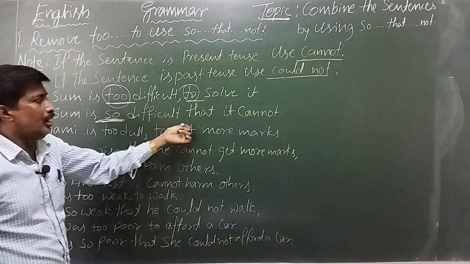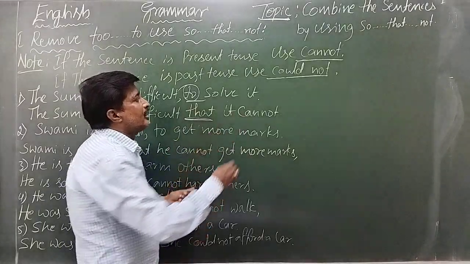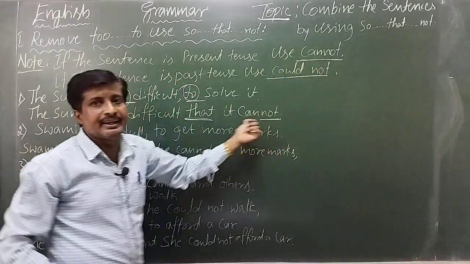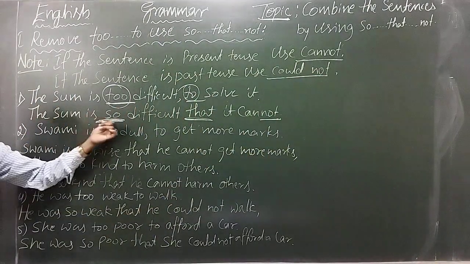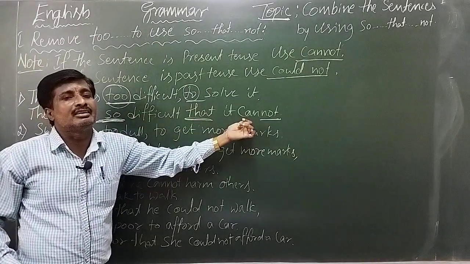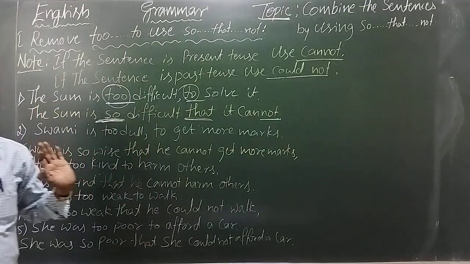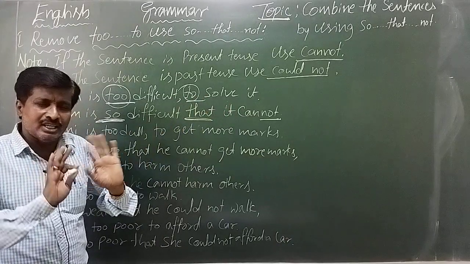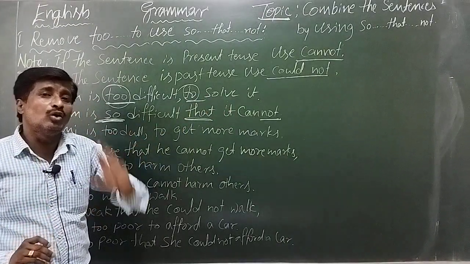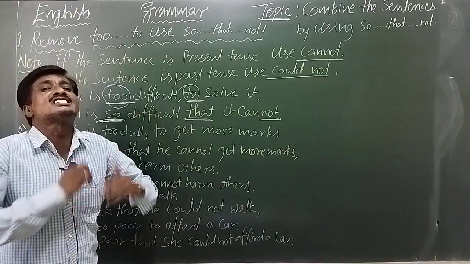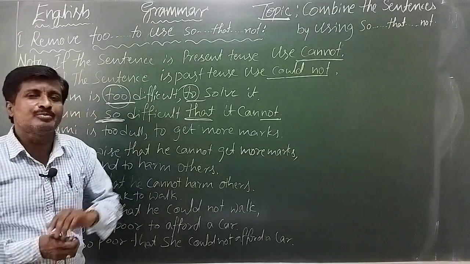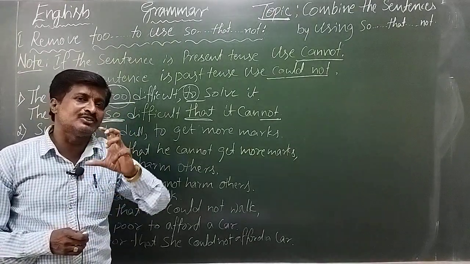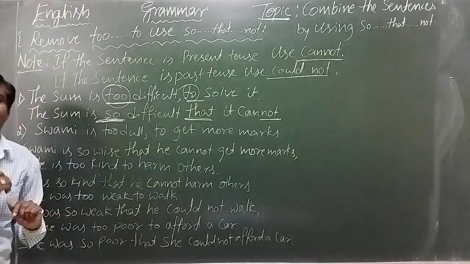So difficult that it cannot. The sum is so difficult that it cannot. It cannot means it cannot be solved. See there. The sum is too difficult to solve it. See, there is no change in meaning, but only here we find the construction of the sentence. This type of construction really improves your fluency and your proficiency. That is why, children, please learn this one.